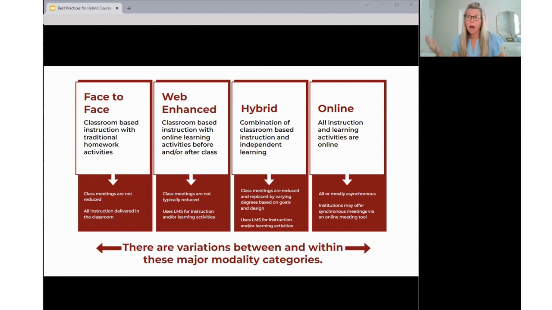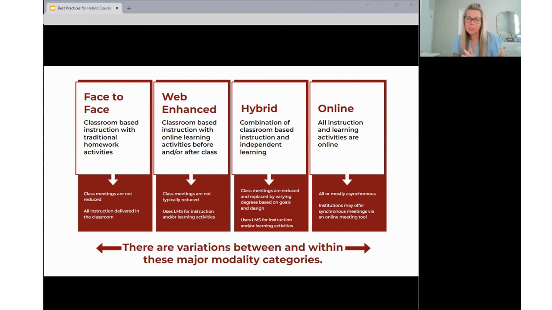And then we have our online, which is becoming our traditional online. All instruction and learning activities are online. At our institution, that's asynchronous. Instructors may offer optional meeting times on Zoom where students could come in and ask questions, or they might have online office hours, but that's not ever mandated of our online students. So in our case, it's all asynchronous. Some institutions may offer synchronous meetings via an online meeting tool.